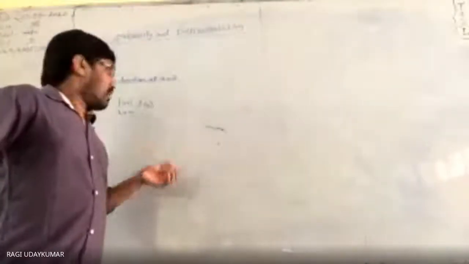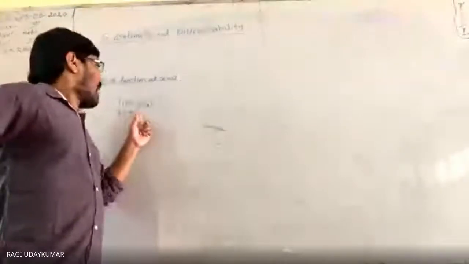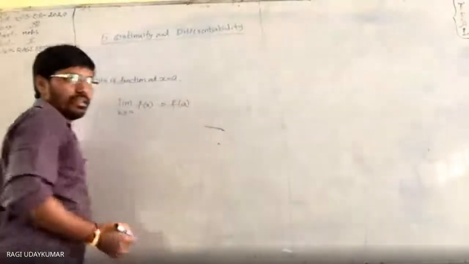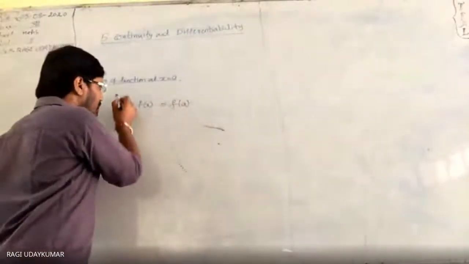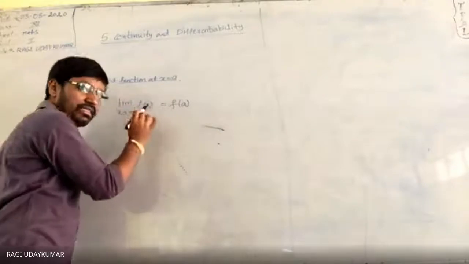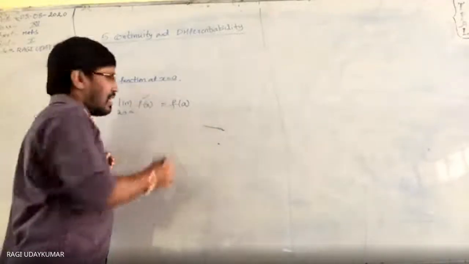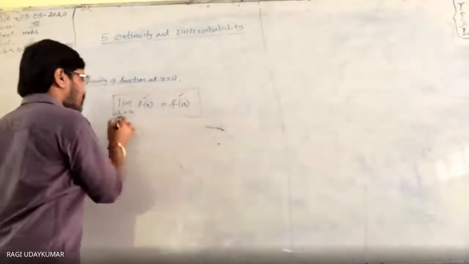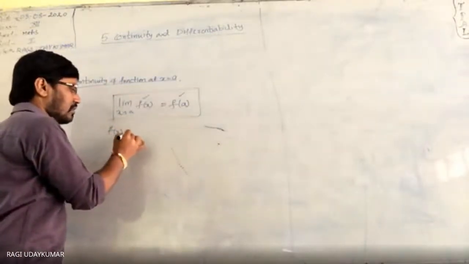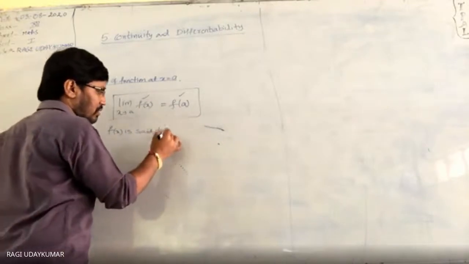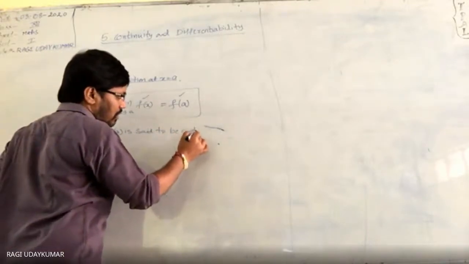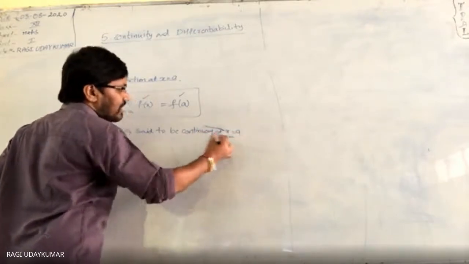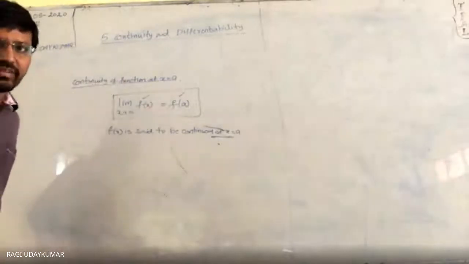Limit x tends to a of f of x should be equal to f of a. Means limit x tends to a of f of x should exist, and f of a value should exist, and both should be equal, then the function f of x is said to be continuous at x equals a. This is the definition of the continuous function.